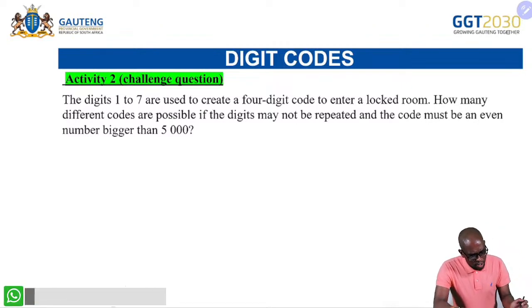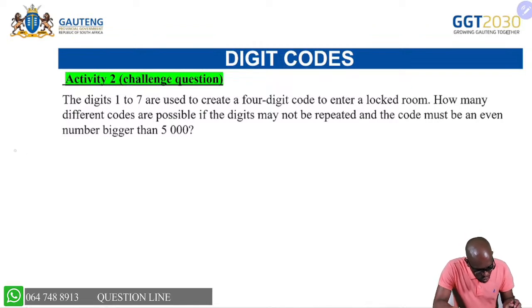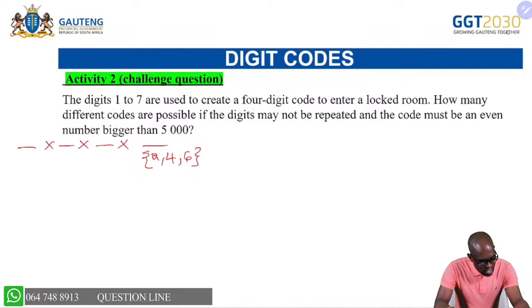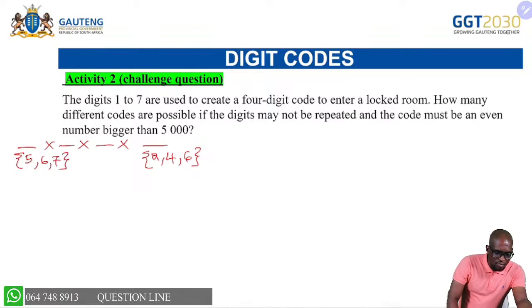Right, let's check now. We are interested in a 4-digit number, 1, 2, 3, 4, and then they said the number must be even, which means that the last position must contain even numbers. The even numbers that are available at our disposal in this case would be 2, 4, as well as 6. And then they say bigger than 5,000. So the numbers that are bigger than 5,000 obviously are numbers that start with 5. So it would be 5, 6, as well as 7. So those are numbers that are bigger than 5,000.